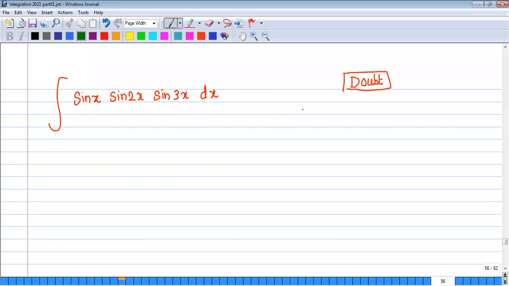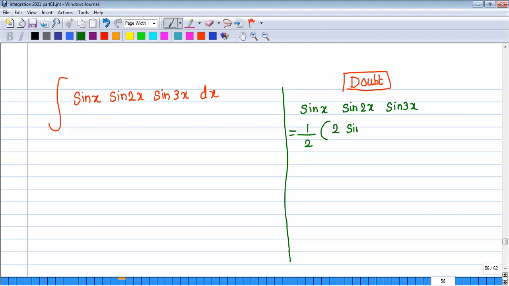See, first, this is the product of three functions. The product of the three functions should be expressed as the sum or difference of two or more functions. So first let me write this one. Sin x, this is sin 2x into sin 3x. This we multiply with 2 and divide by 2. So we get like this, 1 by 2 times 2 sin 2x sin x into sin 3x.